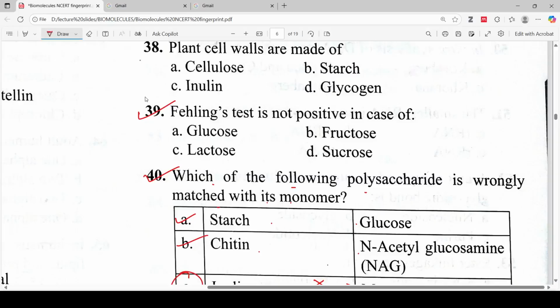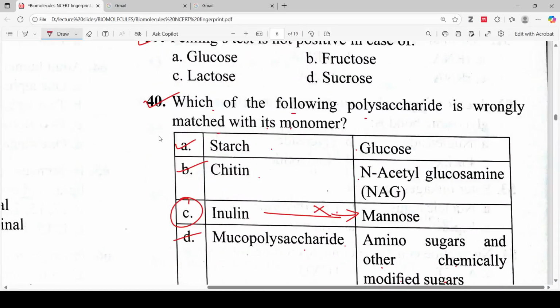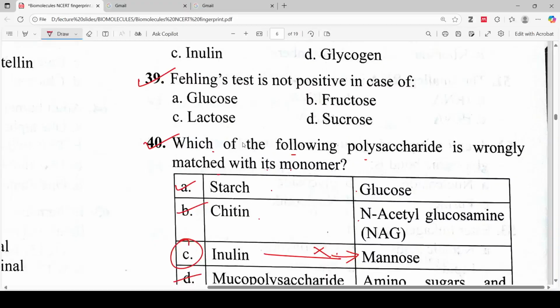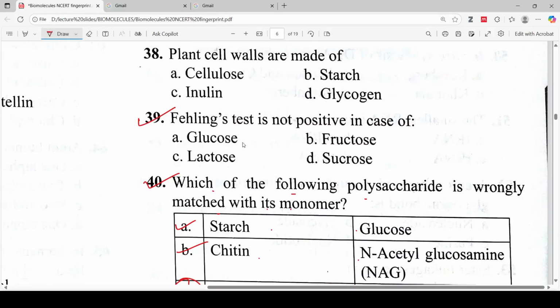I will explain the answer of this question in another video. This is a marathon type of question and answering session, so don't worry, I'll discuss it in another video. The Fehling's test is not positive in case of glucose, lactose, fructose and sucrose. So for question number 30, sucrose will be the correct answer.